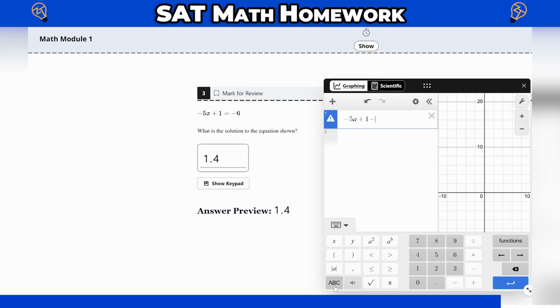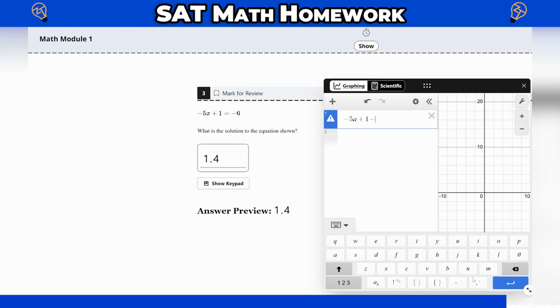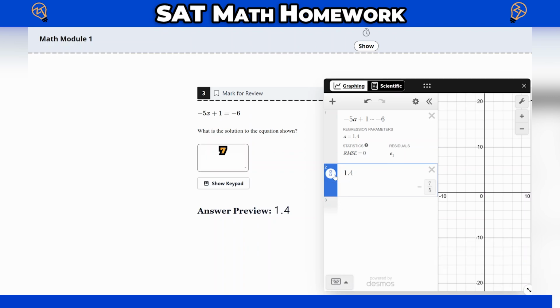Or you could press ABC, and then click here. But to me, it's a little bit faster just with my keyboard. And notice I put -6. The regression parameter, this a equals, is the solution. So pretty neat different things you could do with Desmos. Regardless, 1.4 or the fraction equivalent that we saw of 7/5 could be the acceptable answers.